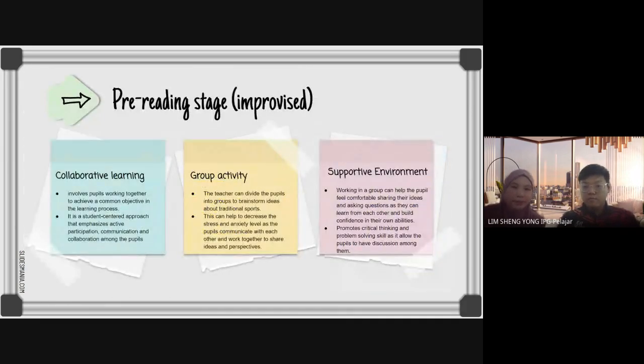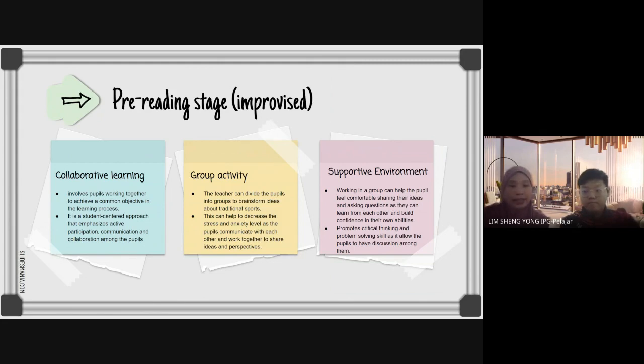All right. In the pre-reading stage, we have decided to improvise on three main things. The first is collaborative learning, which involves pupils working together to achieve a common objective in the learning process that we have planned. It is also a student-centered approach that emphasizes the students' active participation, communication, and collaboration among the pupils.